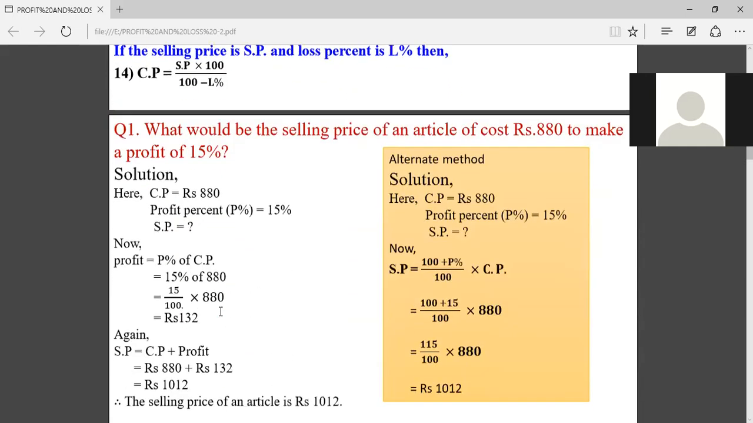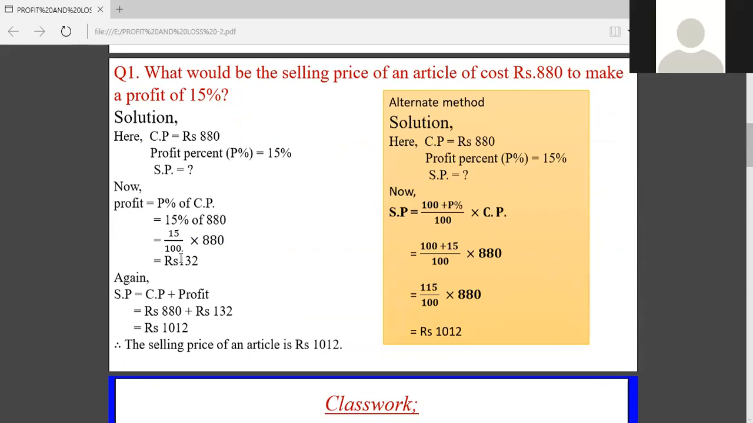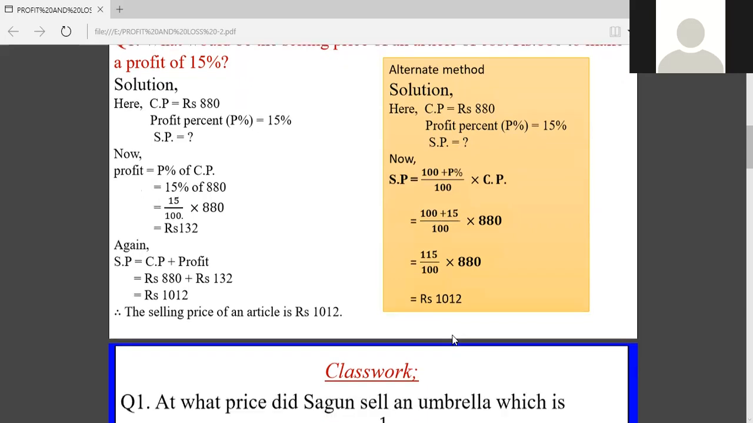And here, this was the question, okay? This I taught you here, this left side one. This was taught in the previous class, in lower classes, 6 and 7. This type, number 1, this one, look. And this alternate method I taught you, okay? When CP is given and profit percent is given, how to find SP? We have to use this formula, 100 plus profit percent by 100 into CP. And when you cancel them, you will get 1012. Okay, children?